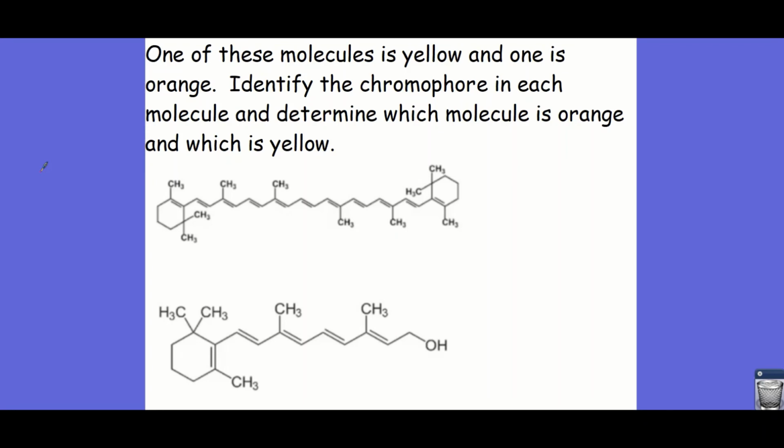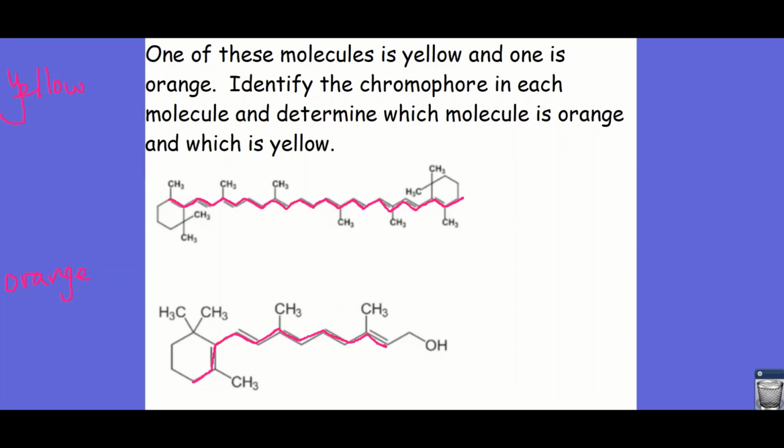So the first thing we want to do is identify the chromophore. So we have here the chromophore down here. So this is quite a big molecule. There is our chromophore in that top molecule. And here's our chromophore in the bottom molecule. Okay, so one of these molecules is yellow and one is orange. So if I write yellow and if I write orange.